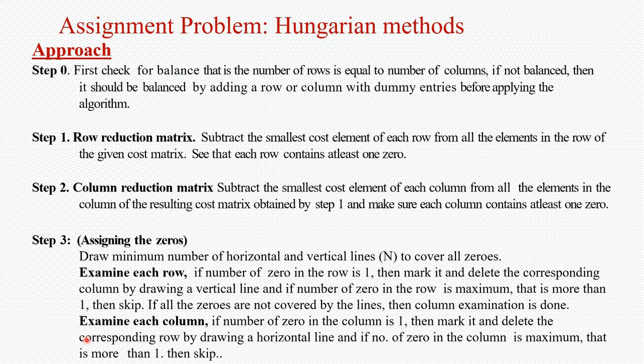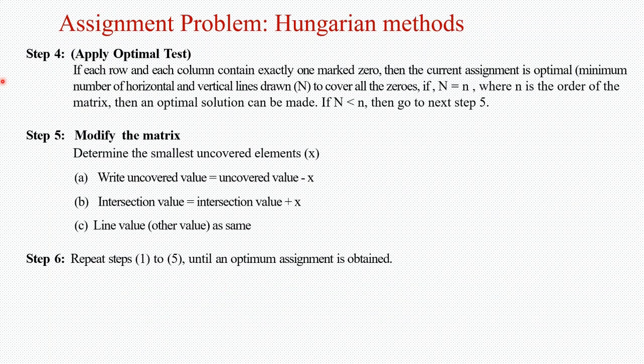Examine each column. If the number of zeros in the column is 1, then mark it and delete the corresponding row by drawing a horizontal line, and if the number of zeros in the column is more than 1, then skip. Step 4. Apply optimal test.